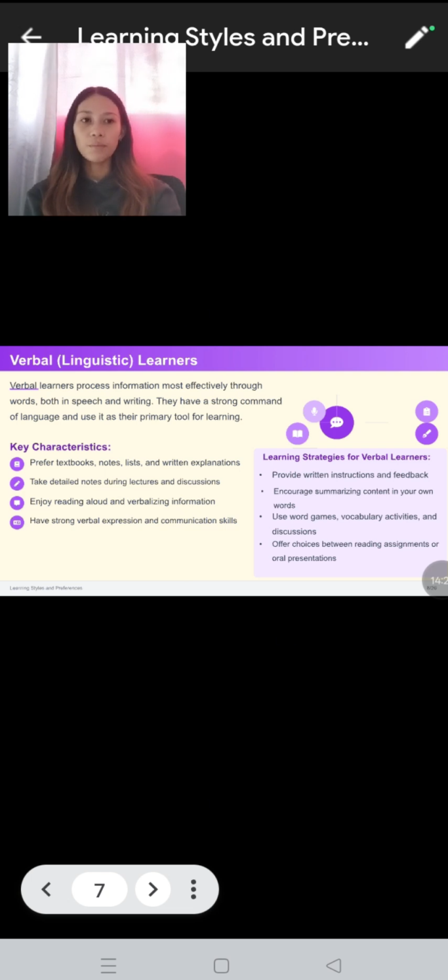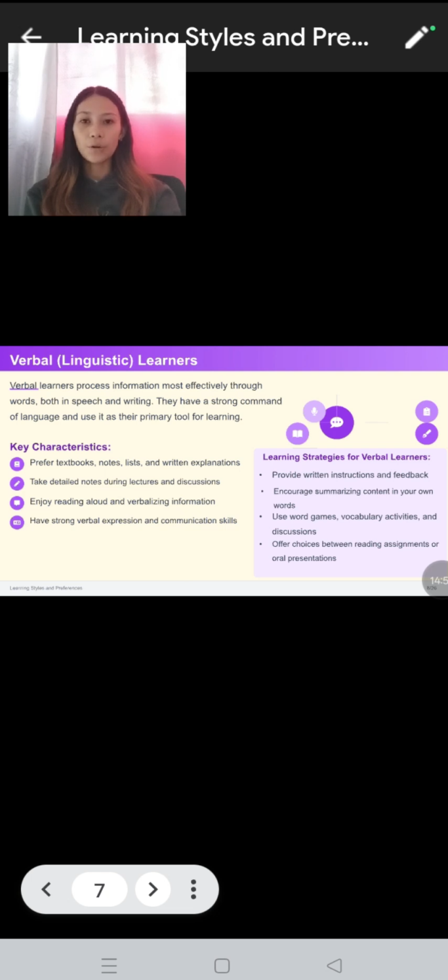So our learning strategies for verbal learners, to help a verbal learner study better. Here are some good ways to teach or study. We have written structure. Give them structure and feedback, comments on their work in writing. Next is summarizing. Ask them to explain what they learned in their own words, either by writing a summary or by saying it out loud.